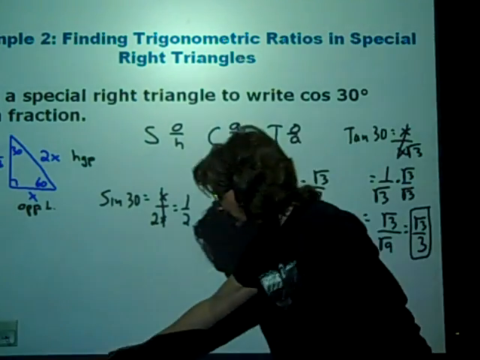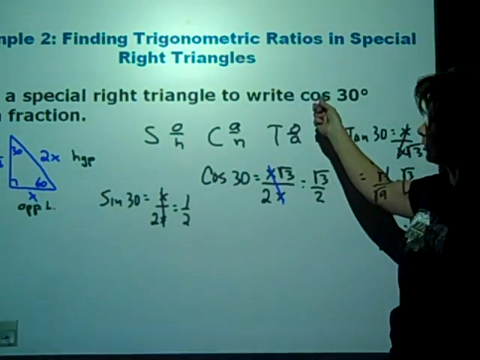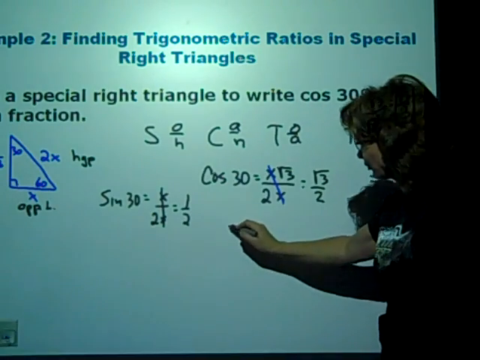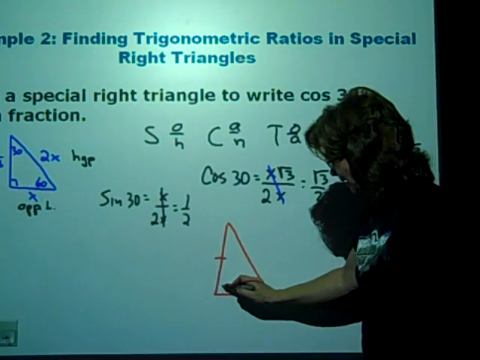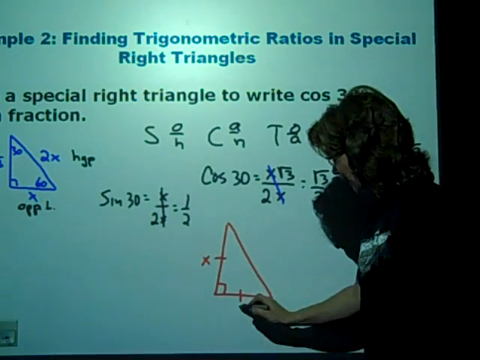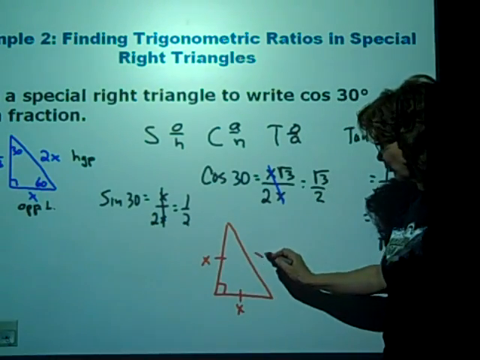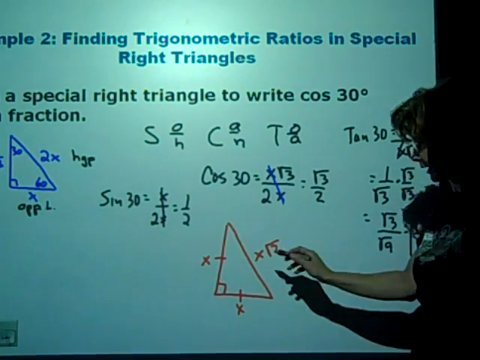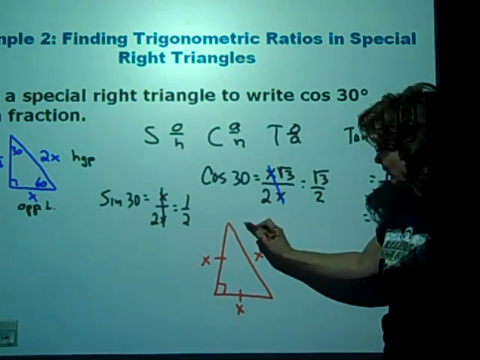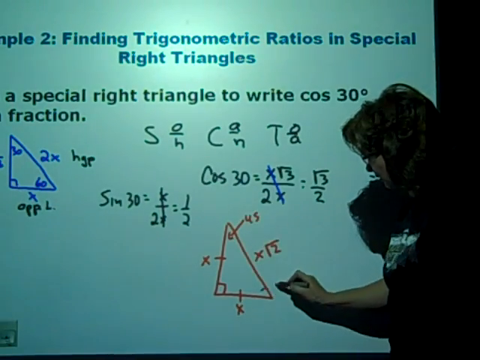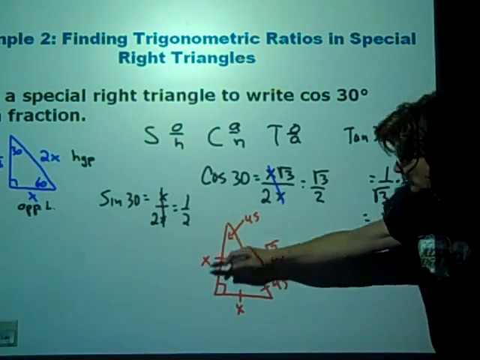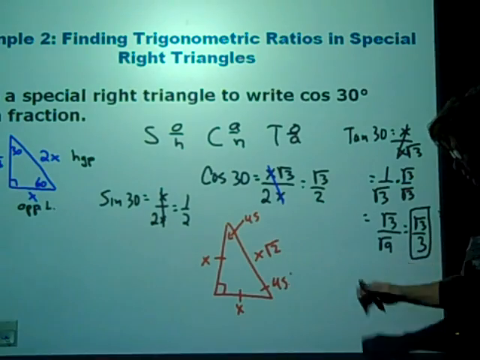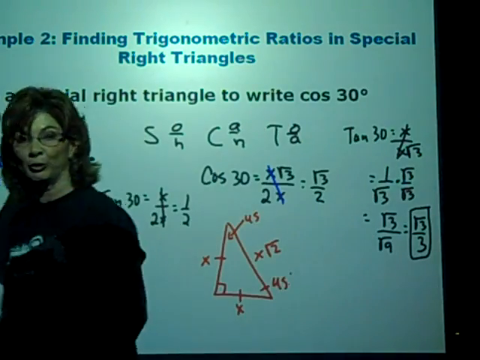Just a real quick, if I asked about cosine of 45, remember that that special triangle has congruent legs, x and x, and this hypotenuse is x times the square root of 2. So these are our 45-degree angles. So you could use the same process with these side ratios to find sine, cosine, and tangent of 45.